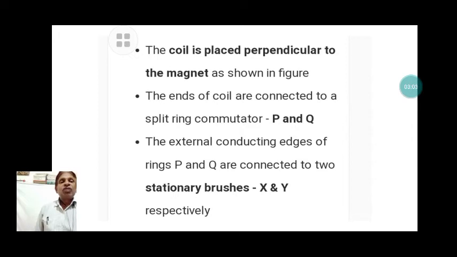The ends of the coil are connected to the split ring. End A is connected to P and end B is connected to Q. The external conducting edges of the ring, P and Q, are connected externally to the stationary brushes X and Y respectively. That is the main construction of the DC generator.